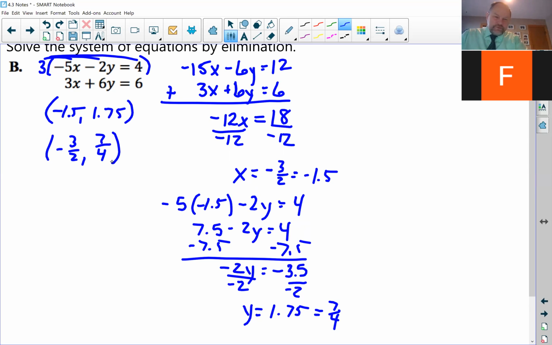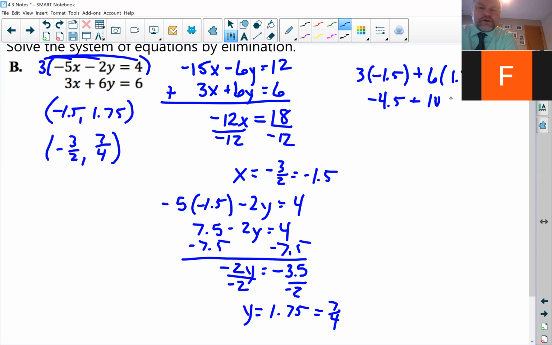We should check. Again, these are the exact same. And because we used the first equation already to find our y value, we're going to use our second equation. So 3 times negative 1.5 plus 6 times 1.75. Is that equal to 6? Let's see. Negative 4.5 plus 10.5.